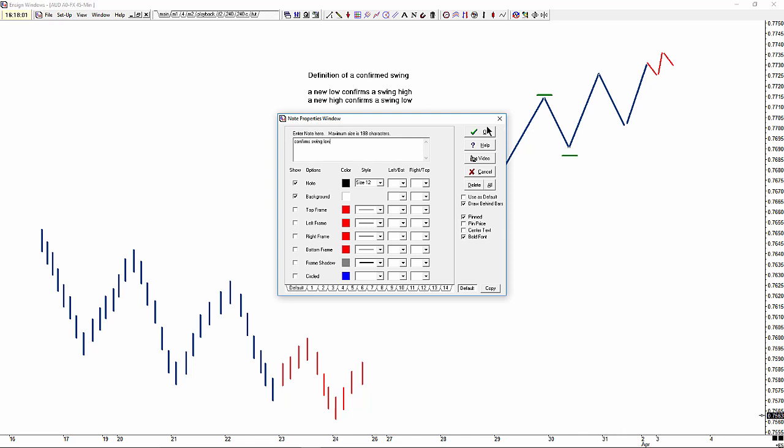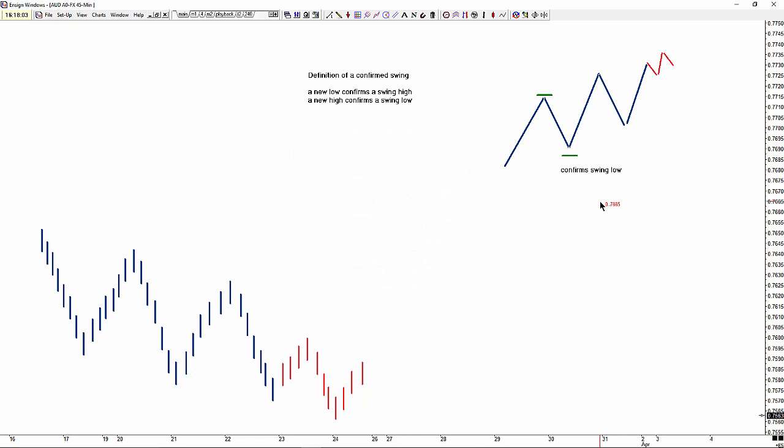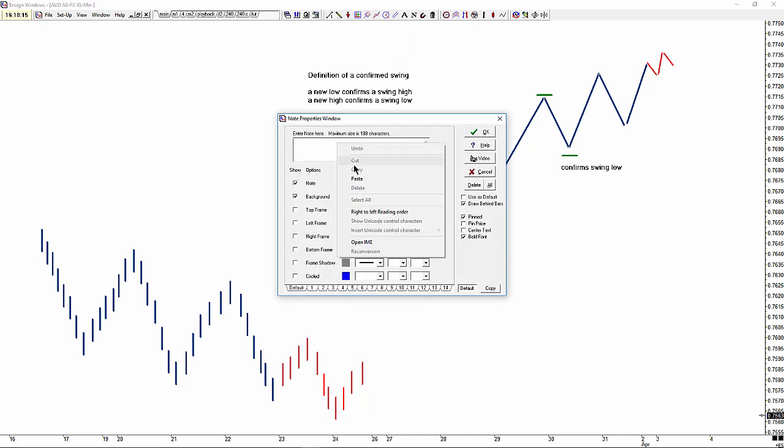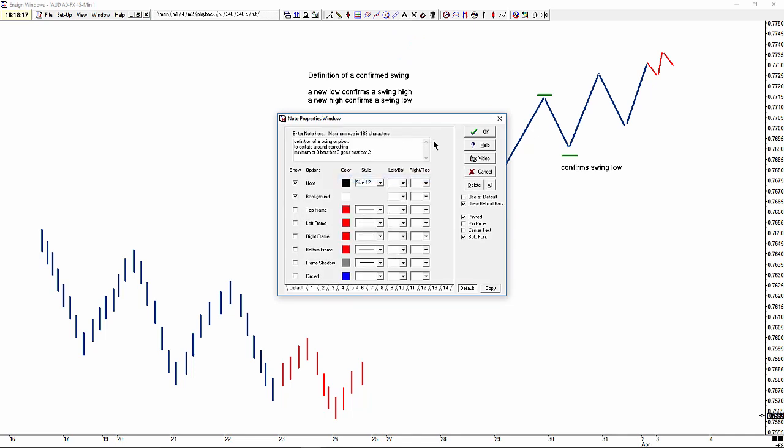But let's back up a little bit, okay? Before a swing low gets confirmed, it starts out as a swing. So let's just talk about the basic definition of a swing, because a lot of times the language gets sort of mixed up.